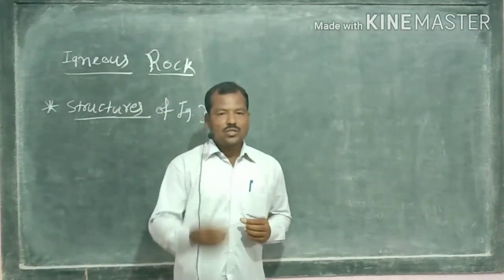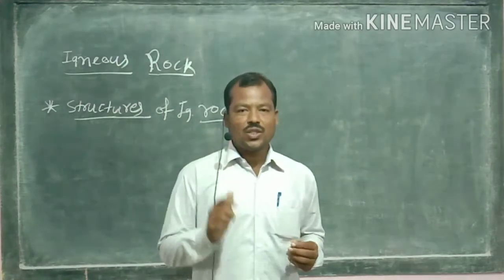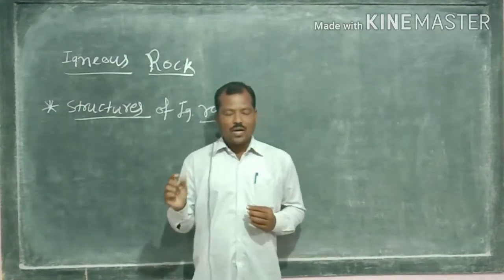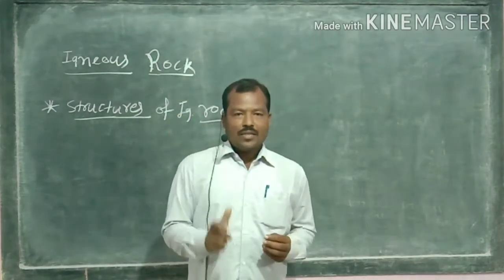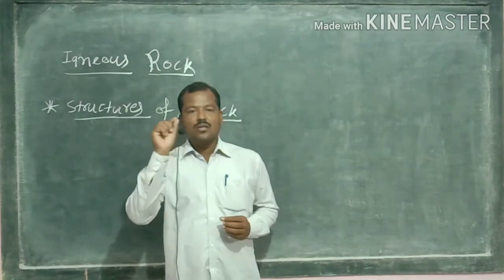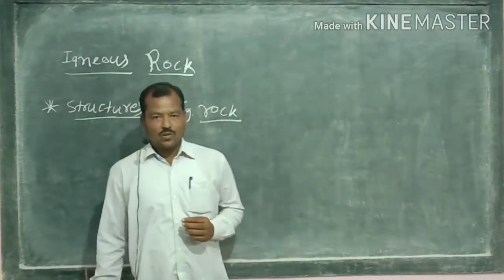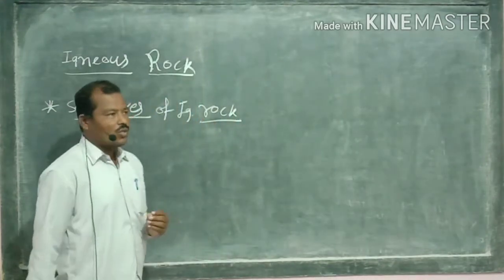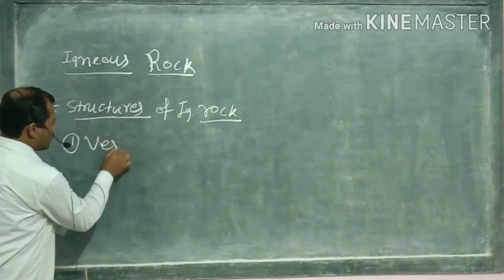What is meant by structure? Structure is the overall solidification of magmatic material in the form of lava. That overall solidification of magmatic material, that is the solid rock, is nothing but the structures of igneous rock. Now, today we will discuss the first structure, that is the vesicular structure.